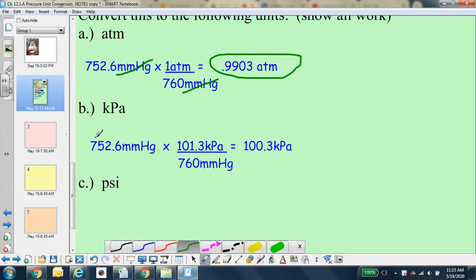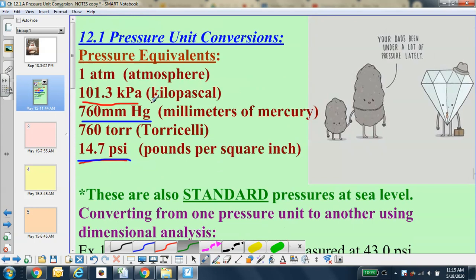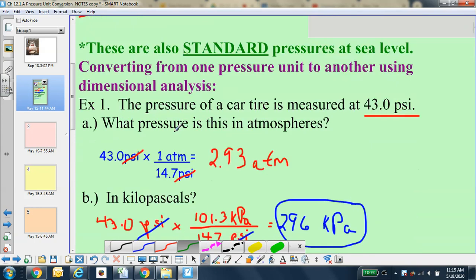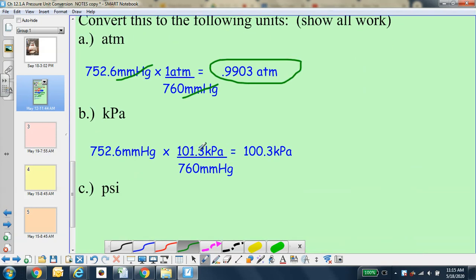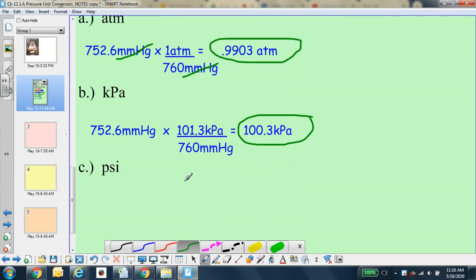Okay, so for number 2, B, start off with the original given, 752.6 millimeters of mercury. You need to put millimeter of mercury on the bottom to get the units to cancel. Kilopascals on top. The numbers that go with each of these come from our standard pressures up here. So the 760 goes with the millimeter of mercury. The 101.3 goes with the kilopascals. Put this into your calculator and you get 100.3 kPa.